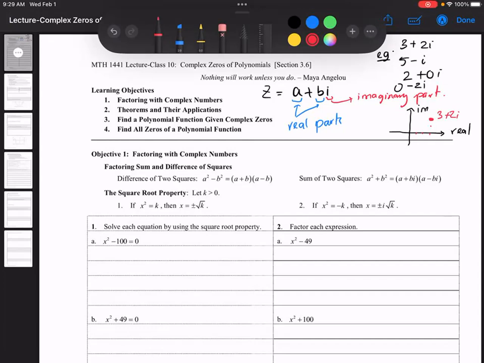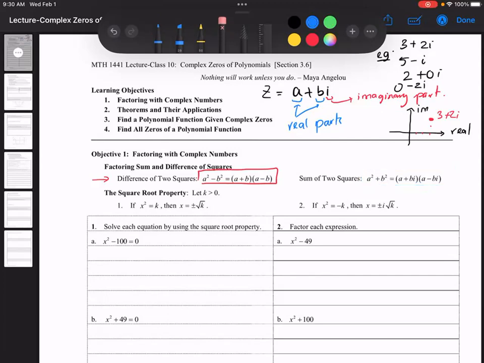Difference of two squares. You guys know this from 661. If I have a squared minus b squared, I can expand it as a plus b times a minus b. This is real numbers. What about a squared plus b squared? So far, you were taught a squared plus b squared is prime, right? If I say x squared plus y squared and ask you to factor it, you say prime. It's prime because I only asked you to factor in real numbers. However, in complex numbers, it is not prime. It is equal to a plus bi times a minus bi.